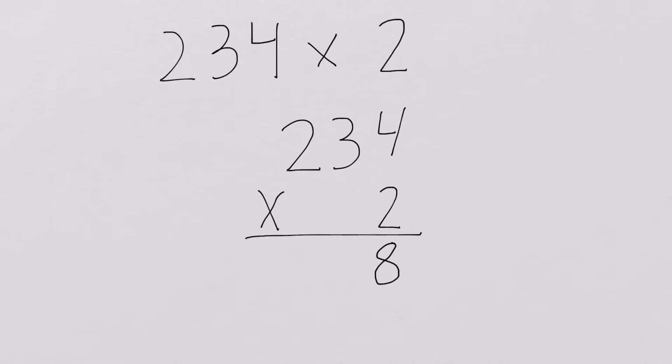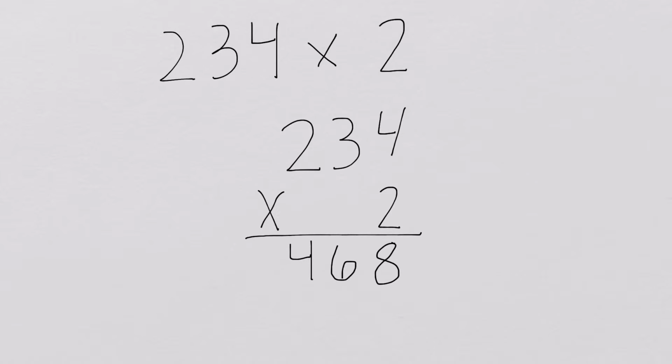Then we'll multiply 2 times 3. That is 6. That's in our tens place, so we're going to put our answer in the tens place. And then last but not least, we've got 2 times 2 in the hundreds place. So 2 times 2 is 4. And we'll put that in our hundreds place.